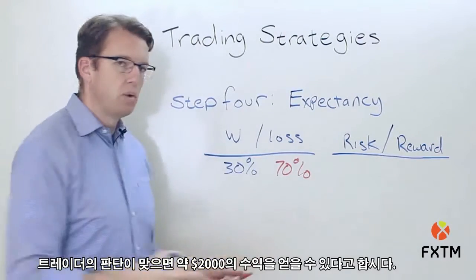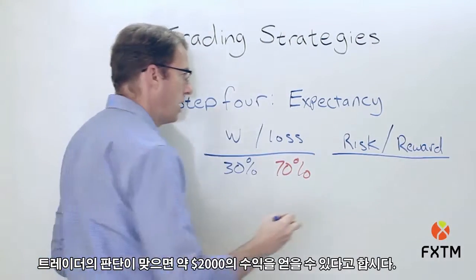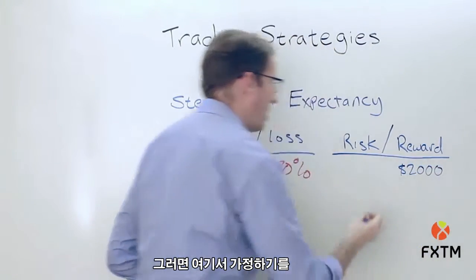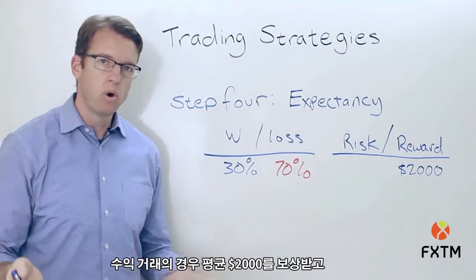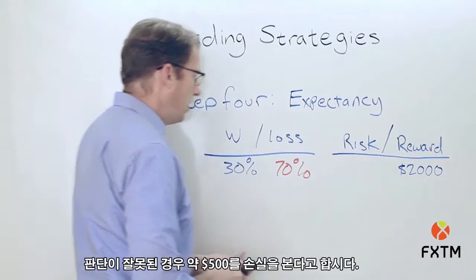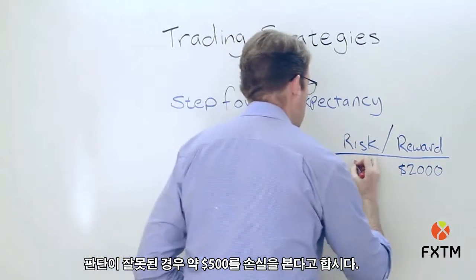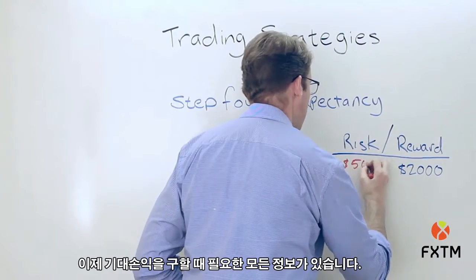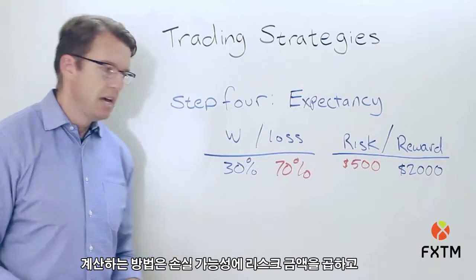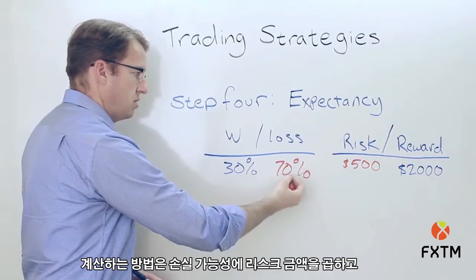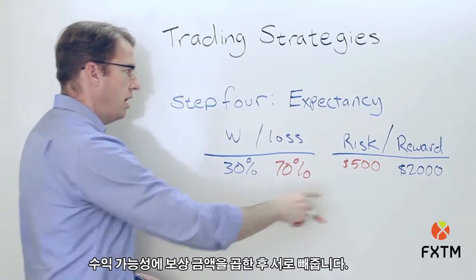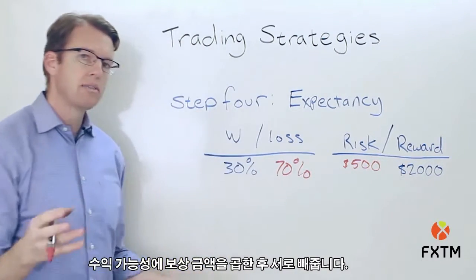So let's say that when a trader is right, they're right to the tune of about $2,000. So hypothetically, they stand to be rewarded on average about $2,000 for a winning trade. And when they're wrong, they wind up losing about $500. Now we have all the information that we need to develop an expectancy. And the way that we do that is we multiply the potential loss by the amount at risk, the potential for a winner by the amount of reward, and then we net those out.